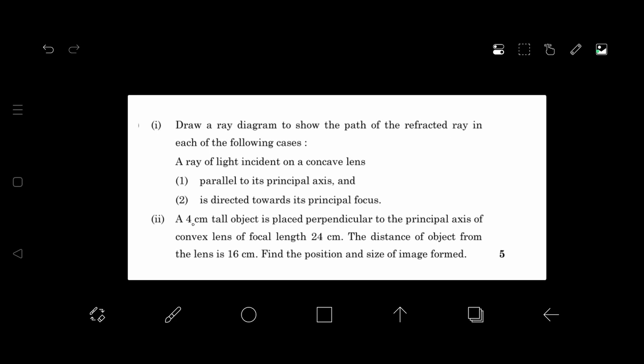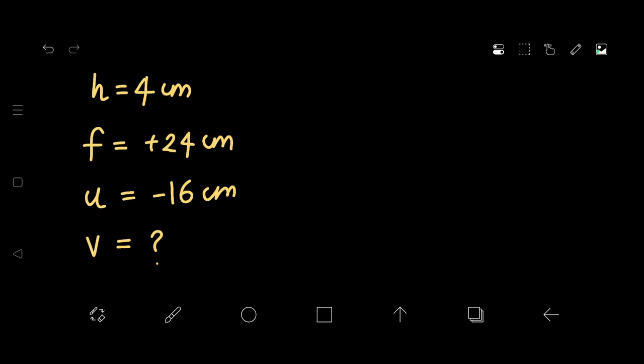Second question, a 4 cm tall object is placed perpendicular to the principal axis of a convex lens of focal length 24 cm. The distance of object from the lens is 16 cm. Find the position and size of image formed. Given values are height of object h is equal to 4 cm, focal length of convex lens f is equal to plus 24 centimeter. Object distance u is equal to minus 16 centimeter. For a convex lens, object distance is negative.